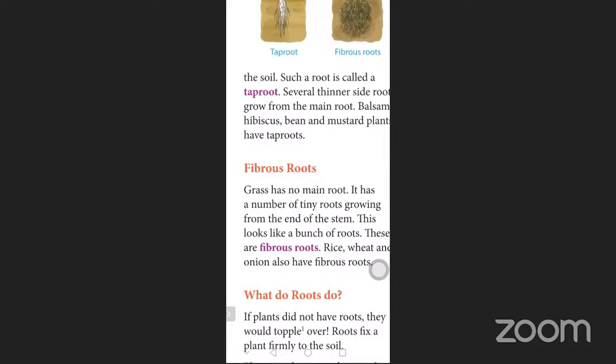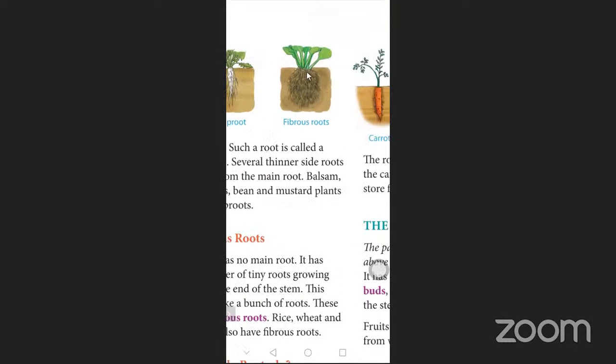Ante mottam itla kanipistayi, ante guburuga. So like a lot of hair is there. So what is that, Nana? It is called a bunch of roots. So that type of root system is called a fibrous root system, Nana. As you can see in this picture. Yes, see.